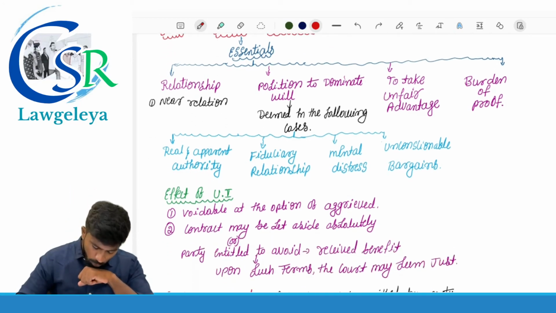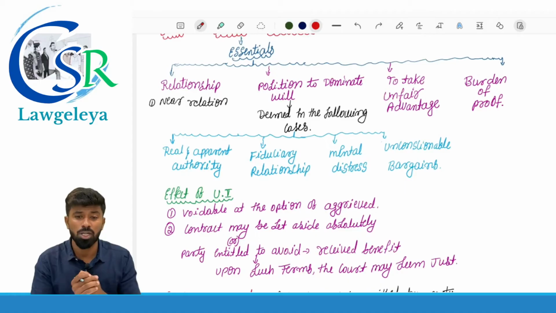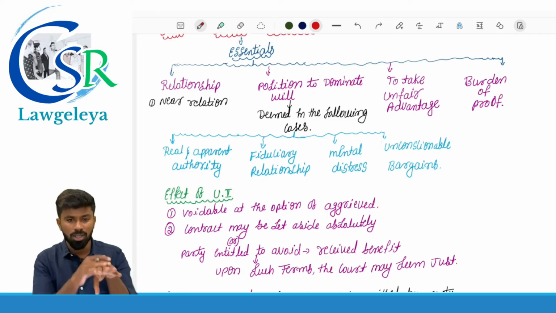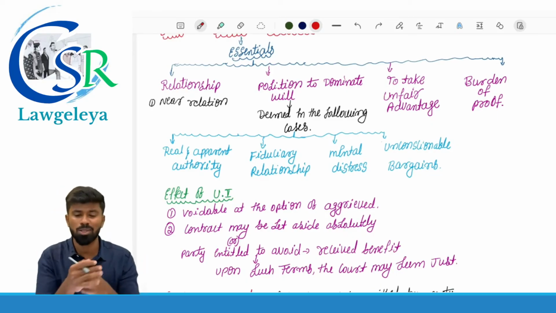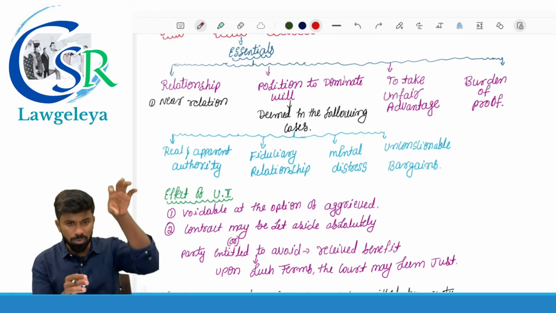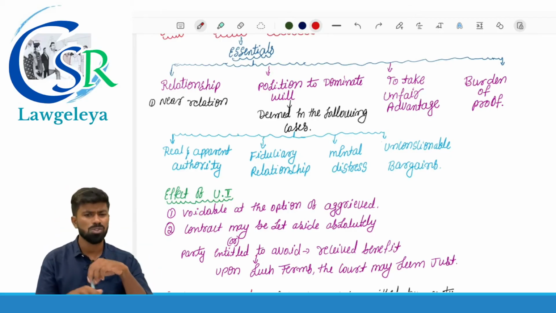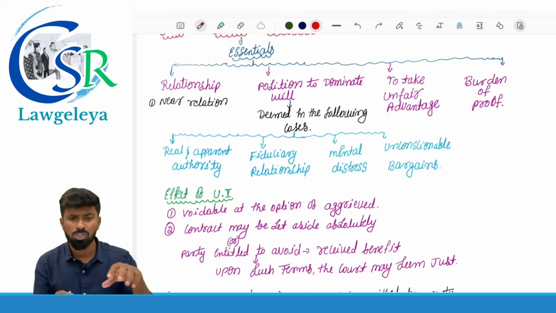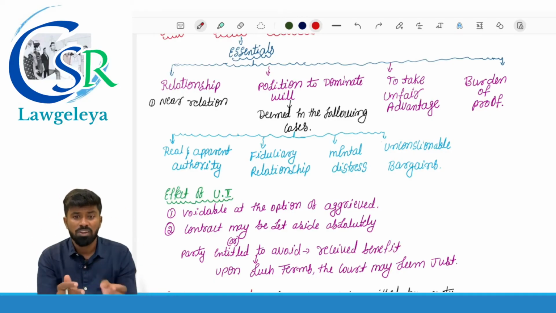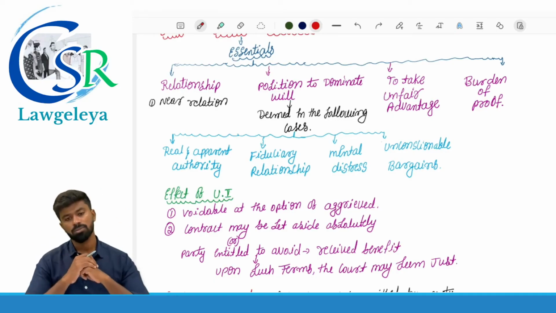And there are few relationships where law itself presumes that a person is in a position to dominate the will of another person. When, sir? When one person has a real or apparent authority over the other person, then we can say that the person having authority is in a dominant position. Sir, having dominance is wrong, sir? No, sir. Having dominance is not wrong. Taking that dominance for an unfair advantage is wrong.